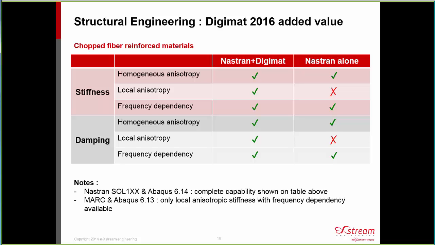So it means that today with Nastran, but not only with Nastran, also with Abaqus 6.14 at least, you can take the benefit of taking into account the local anisotropy and the frequency dependency, both for stiffness and damping, when you are using Digimat, which is not possible if you try to run a frequency response analysis in a standalone version of the calculation, so with Nastran alone or Abaqus 6.14 alone.